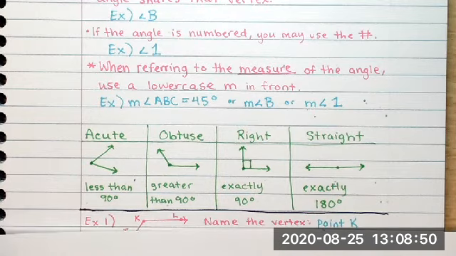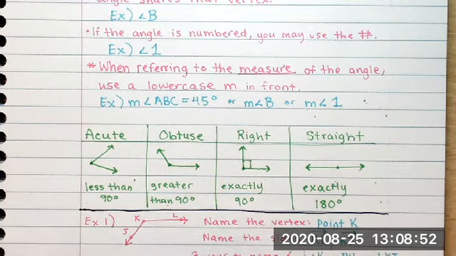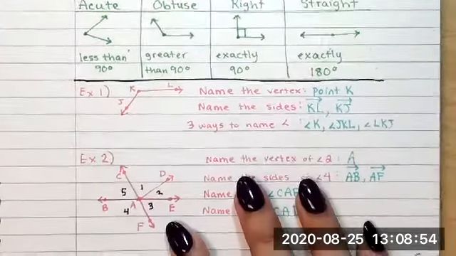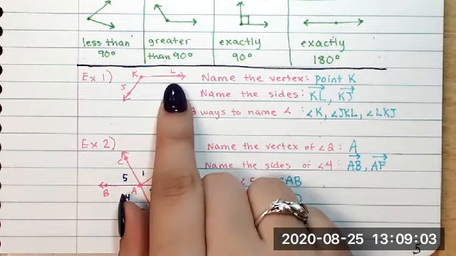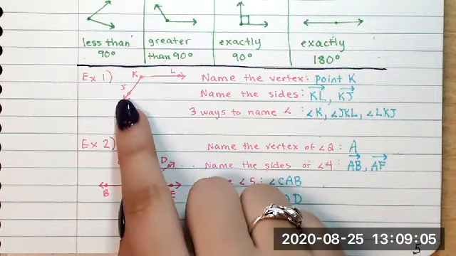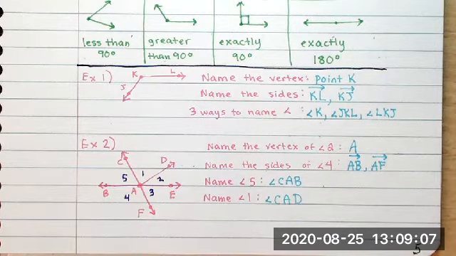So lastly, I wanted to do some examples where we looked at naming and labeling angles. So here we have this angle JKL, and we have an obtuse angle here. And it wants us to name the vertex, name the sides, and 3 ways to name the angle. Now the answers are already put up here, but I'll talk about them.